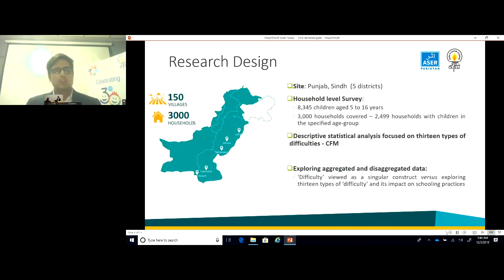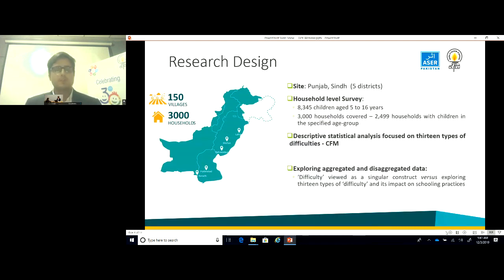So with this context in mind, ASER Pakistan's studies set in two of the most densely populated provinces of Pakistan, namely Punjab and Sindh. We have covered 5 districts across these 2 provinces. The covered districts are Lahore, Karachi, Multan, Hyderabad, and Bahawalpur. These districts were selected for the geographical spread that they provide.